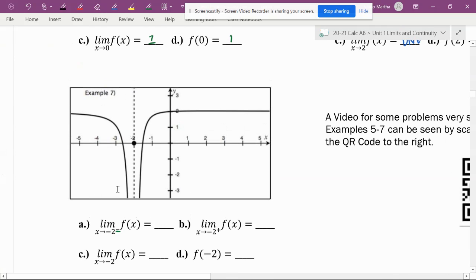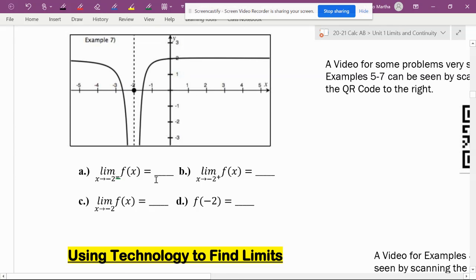And the last example for this part of the video, example 7. So now again, the limit as x approaches negative 2 from the left side, we're going towards negative infinity. And then the limit as x approaches negative 2 from the right side is also going towards negative infinity. Now, you do want to be careful here, because even though these two are going towards the same place, we still have to make sure that we say this properly.